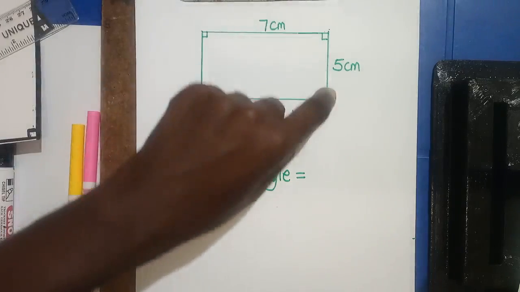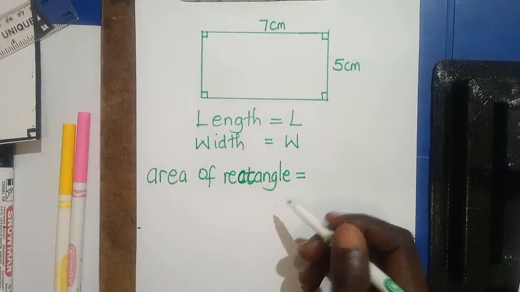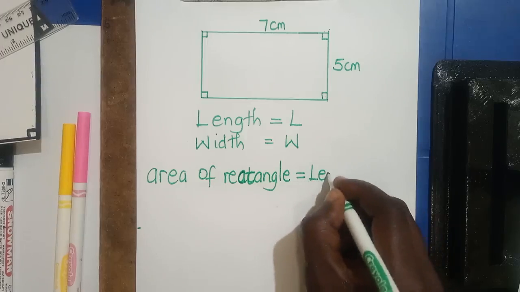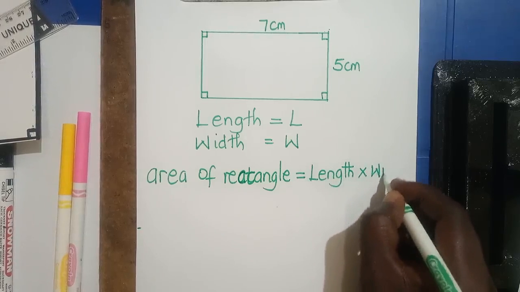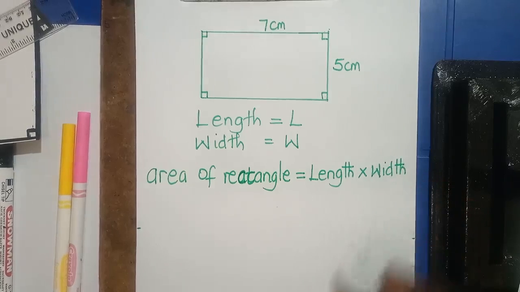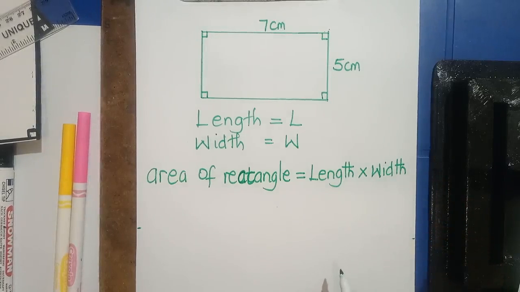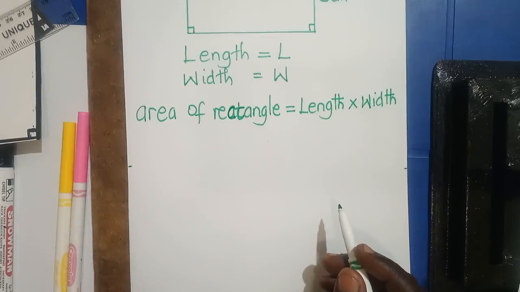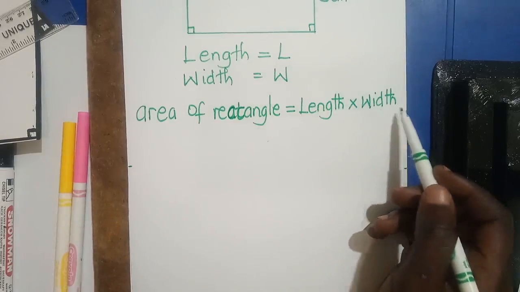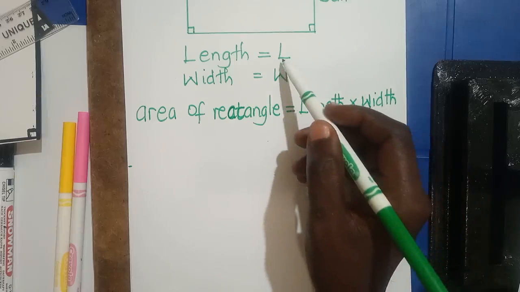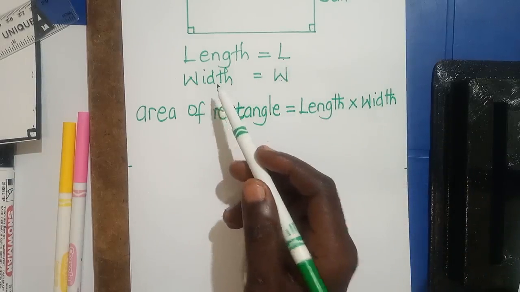I said this longer line is referred to as the length and this shorter line is just referred to as the width. So for you to calculate the area of a rectangle, you just need to multiply the length of that shape times the width. Yes, the length times the width. As I have already said, you can either write their letters like L times W. It doesn't matter because the letter L represents the length, the letter W represents width.